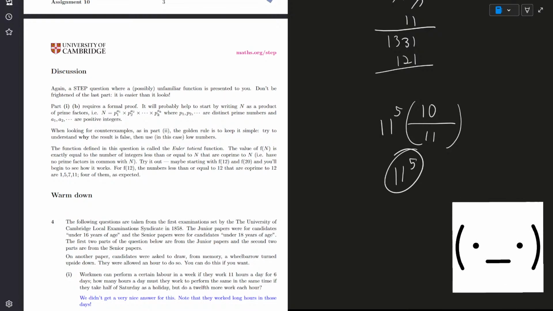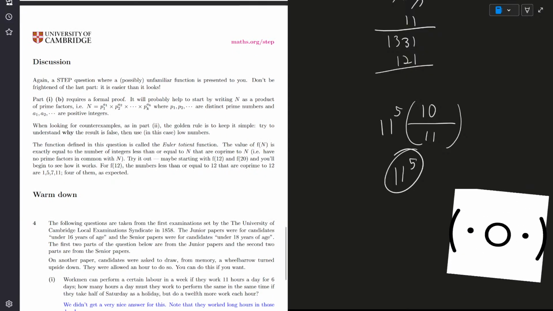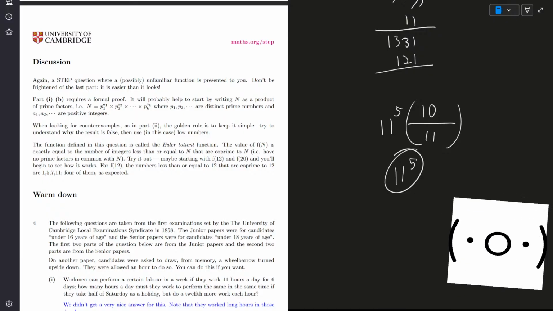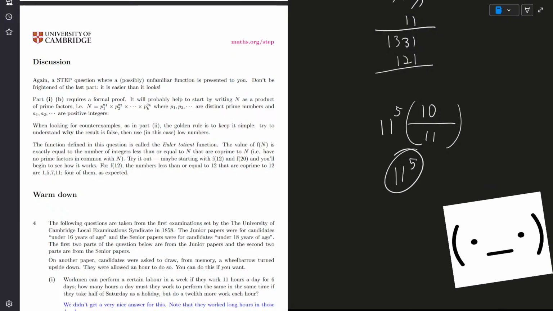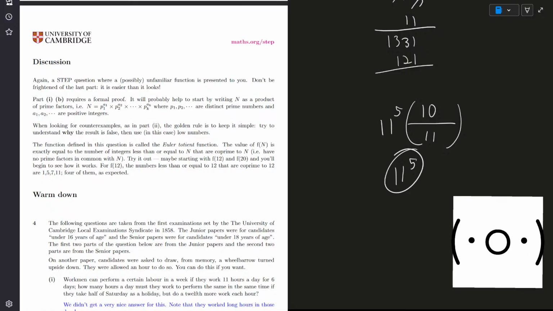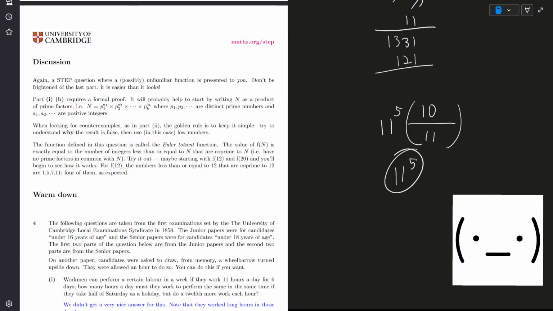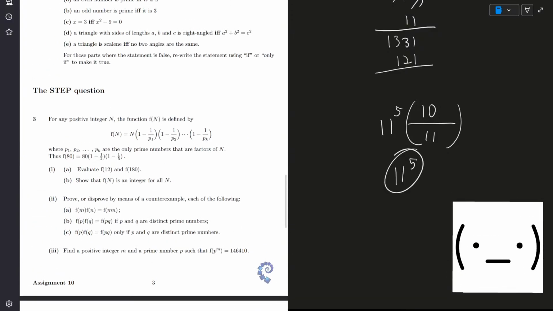Oh, that's crazy. Okay. Well, the function defined in this question is called the Euler totient function. The value of f of n is exactly equal to the number of integers less than or equal to n which are coprime to n, i.e., have no prime factors in common with n. Huh, that's crazy.